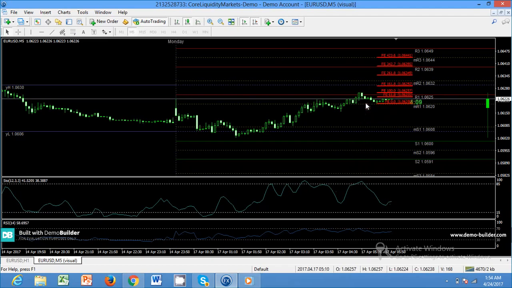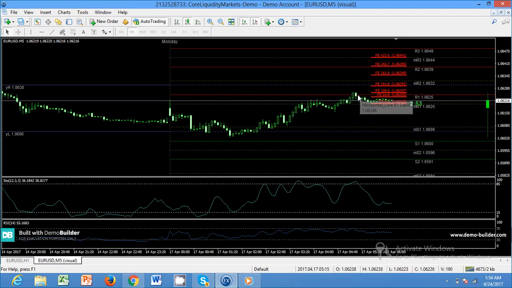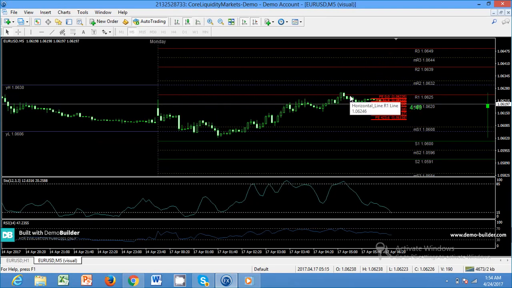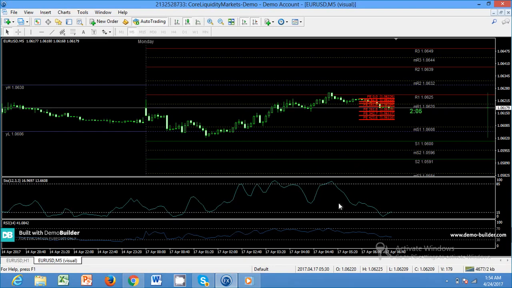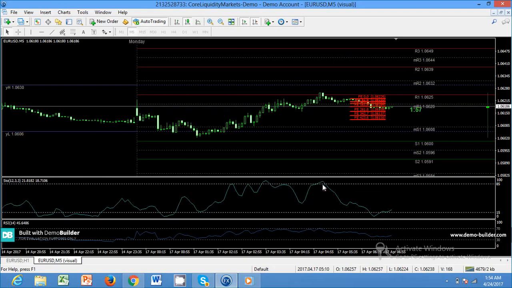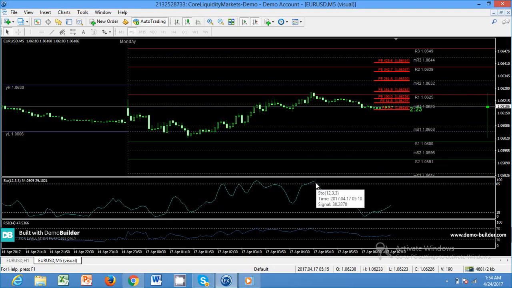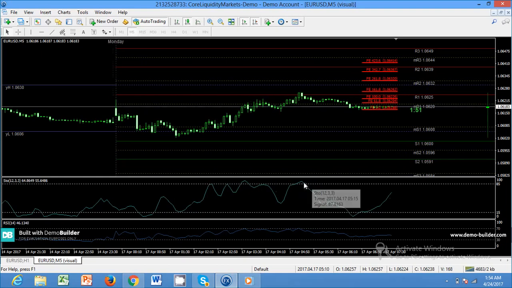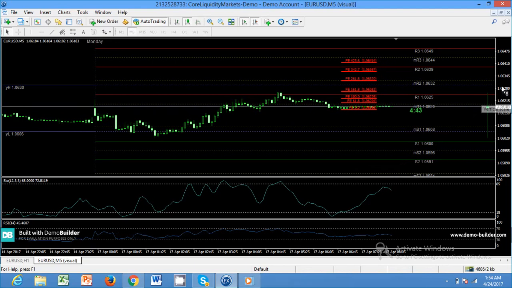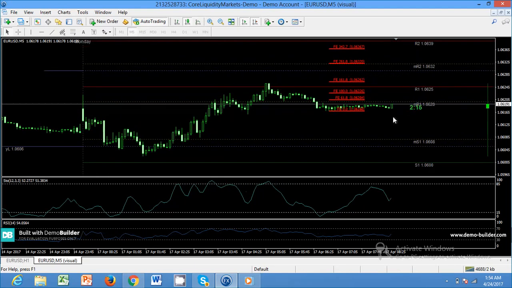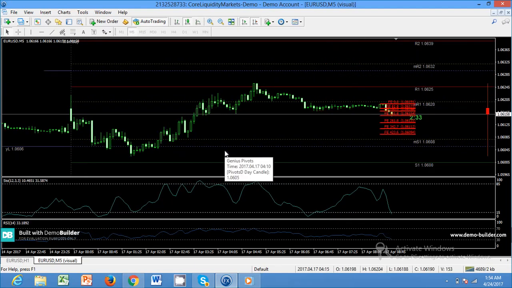But then, as you can see, again, price comes close, touches the resistance level, and it bounces right back up. As you could see, stochastics was oversold and RSI was oversold. Now I'm going to have to pause this. Let me do a little explanation.